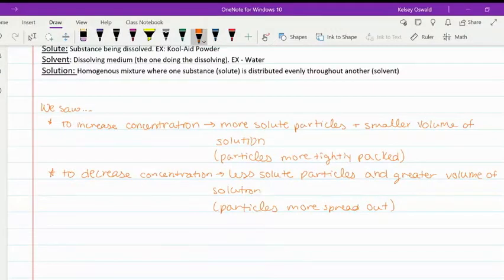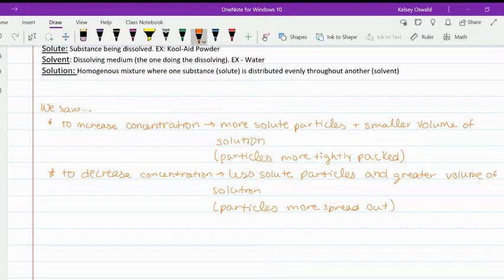To increase our concentration, we want to add more solute particles. Okay, the more solute particles we have, the more concentrated that solution is going to be, the more particles we have in a given area. Something else we could do is decrease our volume of the solution while maintaining the same amount of particles. Because if we have the same amount of particles, but decrease the volume, those particles are going to become more tightly packed. And our solution can become more concentrated.